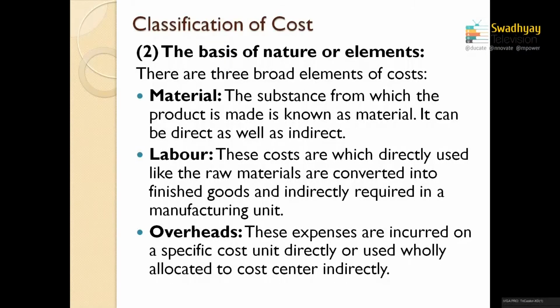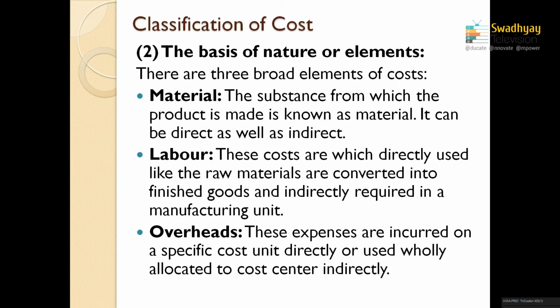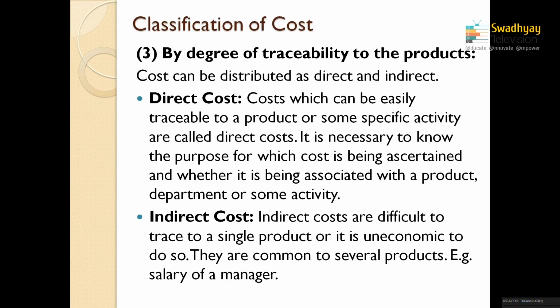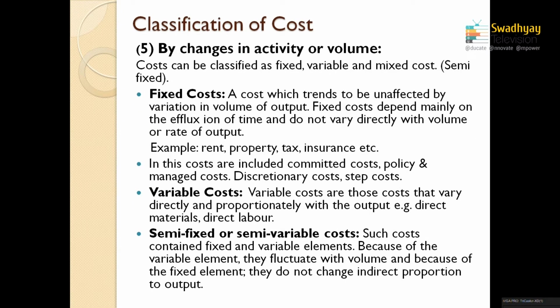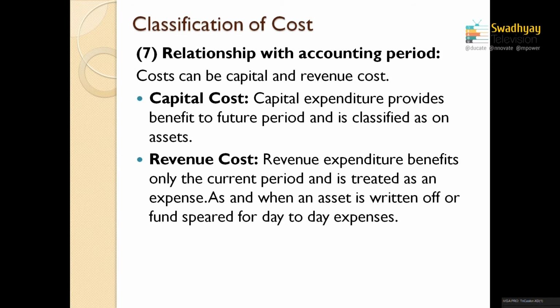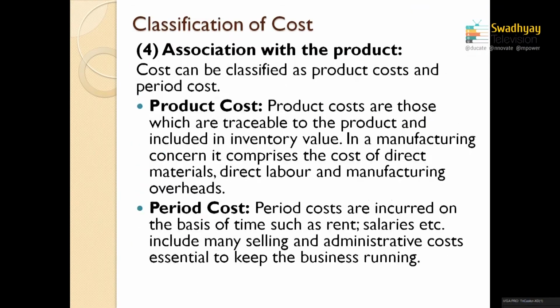It's a big point. Classification of cost means that the cost has been classified on the basis of many features and many factors. The classification of cost has been classified in many parts: on the basis of time, nature, traceability, association with the product, activity and volume, functional classification, relationship, controllability, and many more. In this way, the classification of cost is identified.